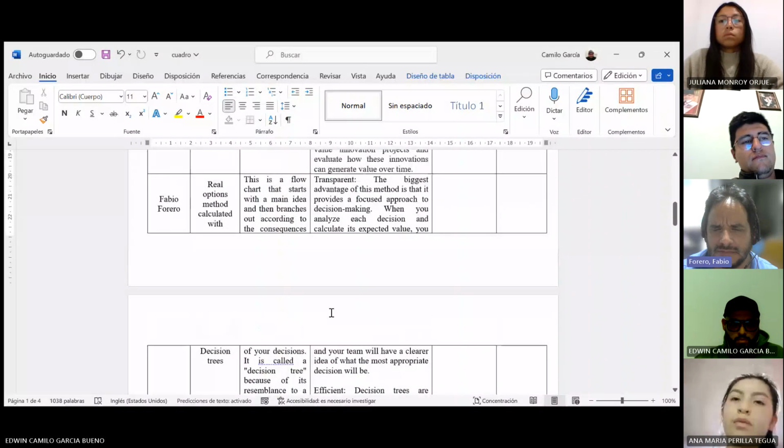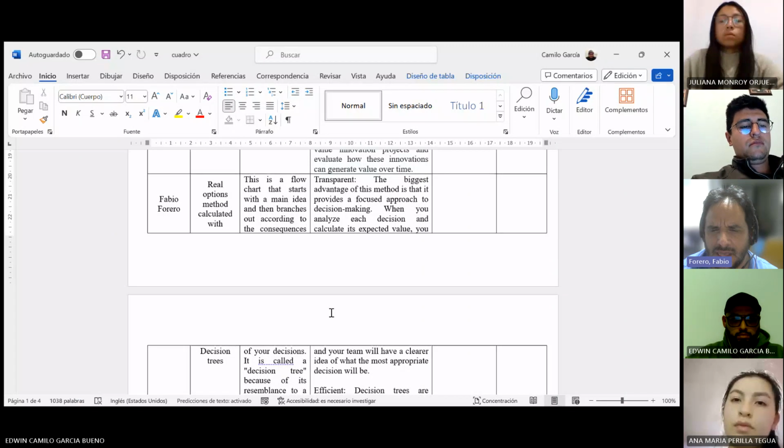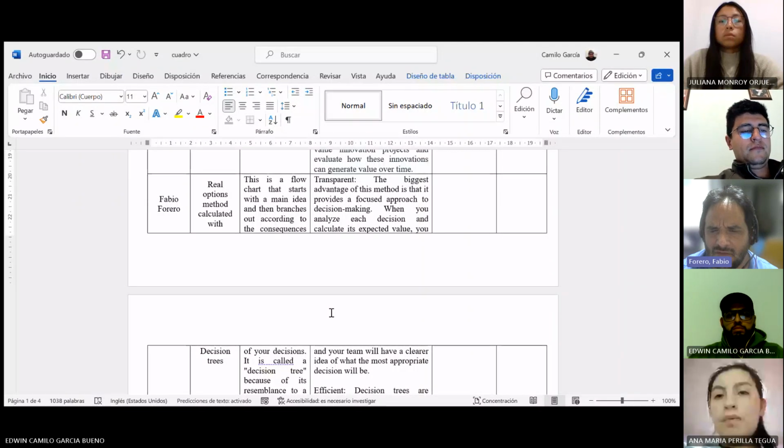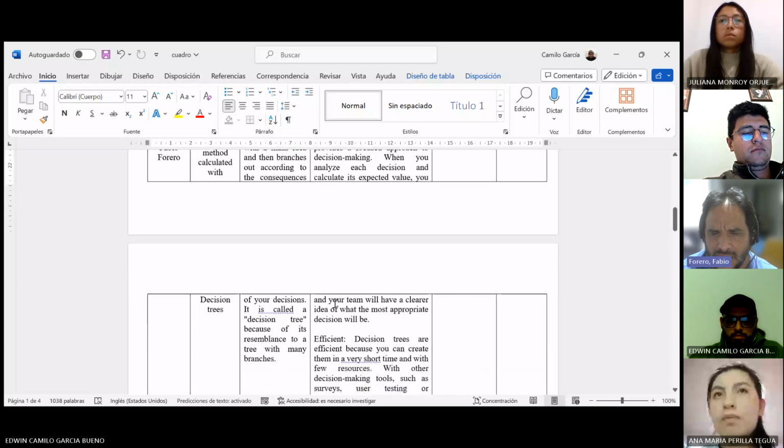Advantage of the method: transparent. The biggest advantage of the method is that it provides a focused approach to decision making. When you analyze each decision and calculate its expected value, you and your team will have a clear idea of what the most appropriate decision will be.